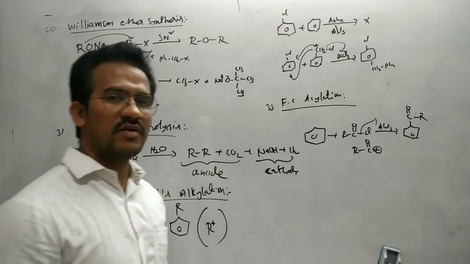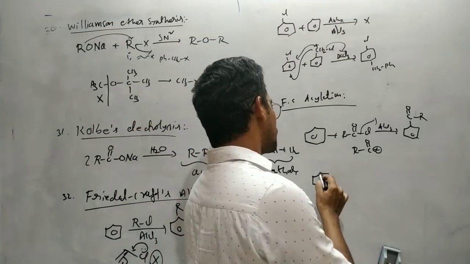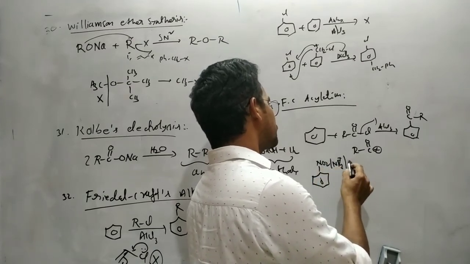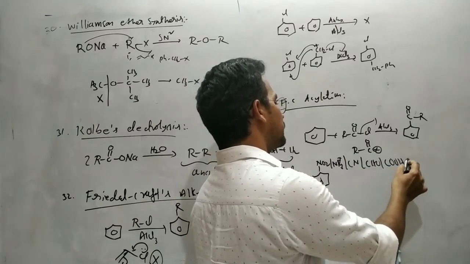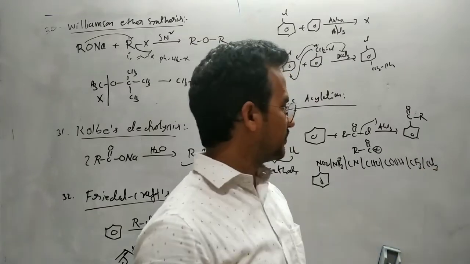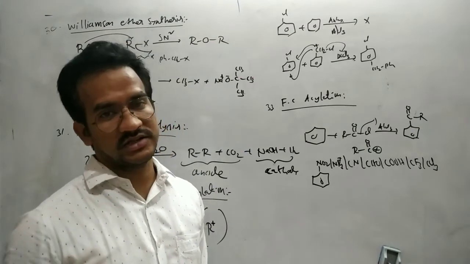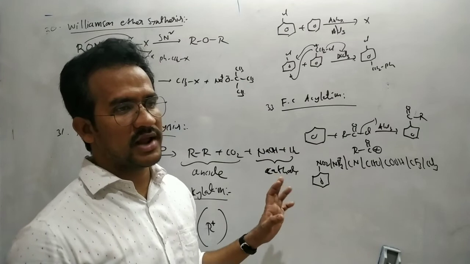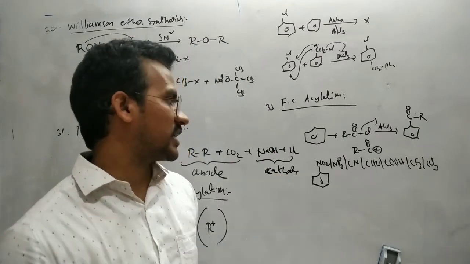In Friedel-Crafts alkylation and acylation, benzene containing any electron withdrawing group, that means NO2, NR3+, CN, CHO, COOH, CF3 and CCl3, is not involved in Friedel-Crafts alkylation as well as acylation reaction, because these are deactivating groups. That's why nitrobenzene is used as a solvent in Friedel-Crafts alkylation and acylation reactions.